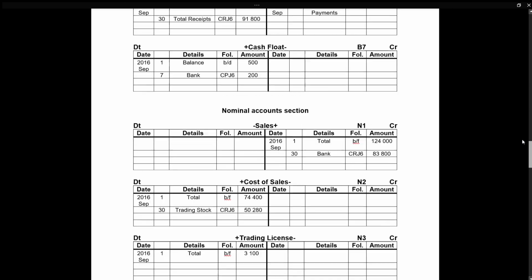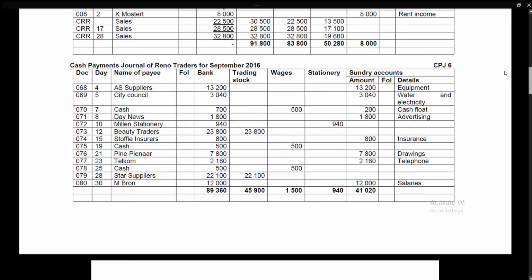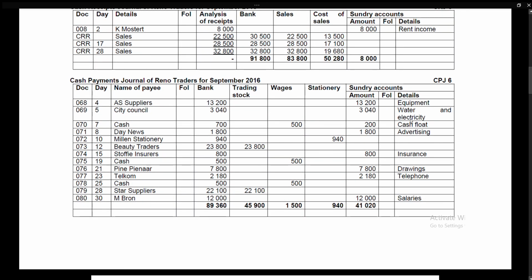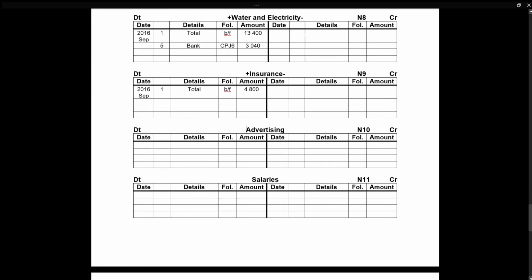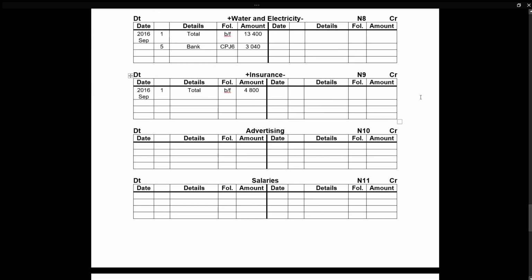Well, we're not done with insurance. Let's see if we paid insurance during the current month. CPJ. Insurance. Yes, we did right there on the 15th to the amount of 800 rand. Right, so insurance will increase with 800 rand. I got this from my cash payment journal 6. My details will be bank, since I paid cash. And the specific date for this transaction was the 15th.